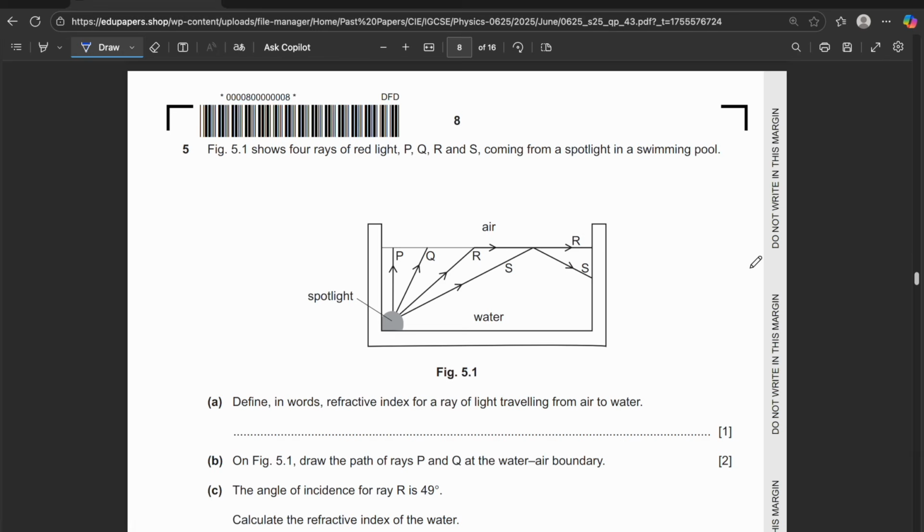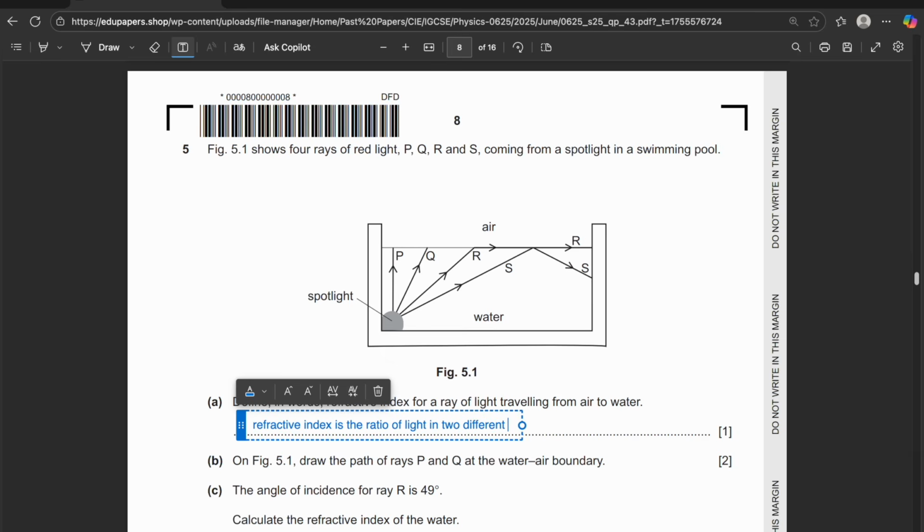Figure 5.1 shows 4 rays of red light P, Q, R, and S coming from a spotlight in a swimming pool. A, define in words refractive index for a ray of light traveling from air to water. Refractive index is the ratio of the speed of light in two different media. In this case, it will be air and water.